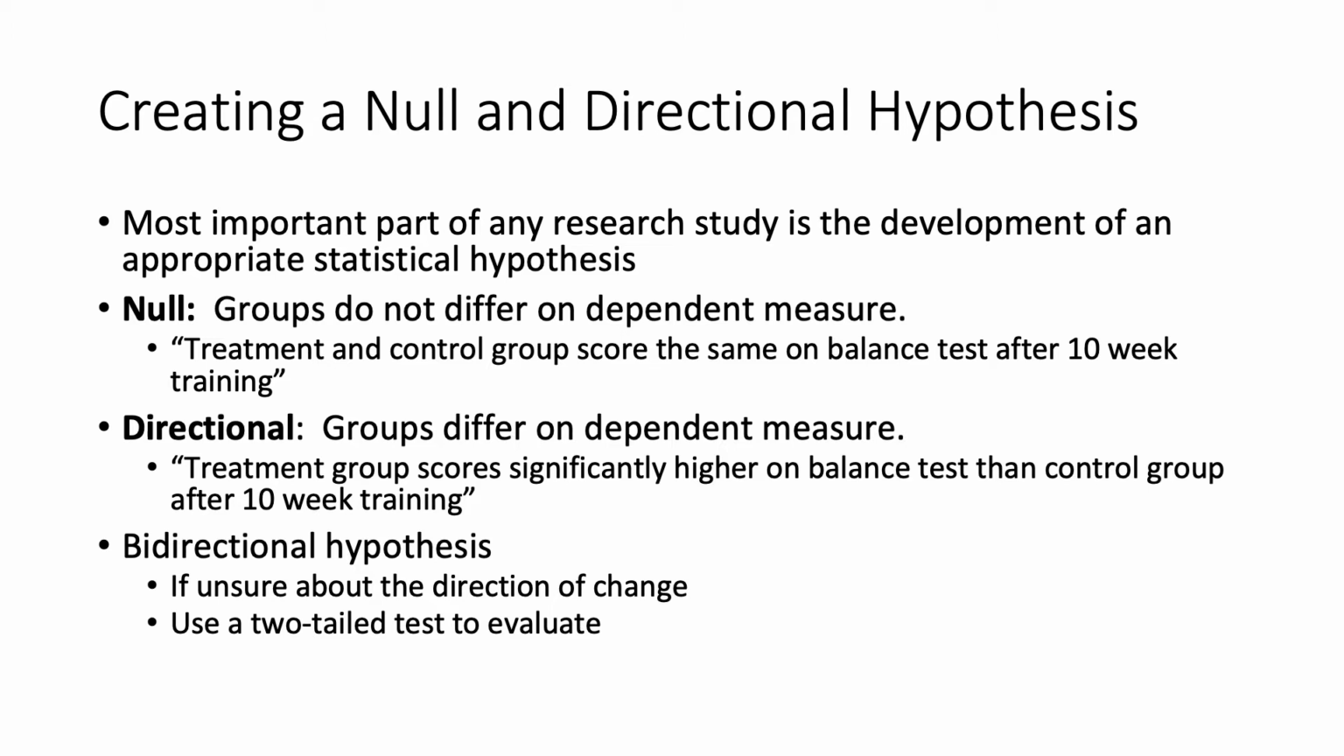The other hypothesis is the directional hypothesis, which indicates that one group differs from another as a function of the independent variable. So for the directional hypothesis, you would say the treatment group scores are significantly higher on the balance test than the control group after 10 weeks of training. When researchers are unsure about the direction of change, they can use a bidirectional hypothesis and use a two-tailed test to evaluate. In this case, you would say test scores will be significantly different from pre-test to post-test.